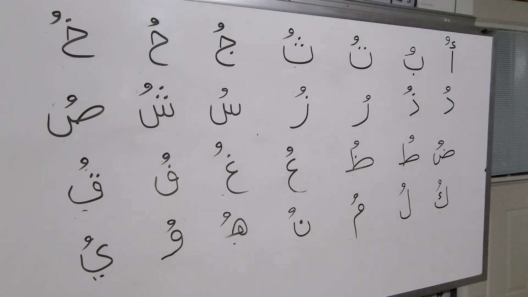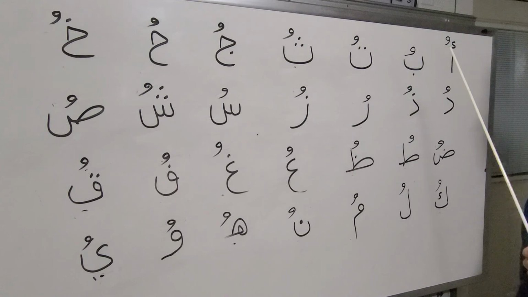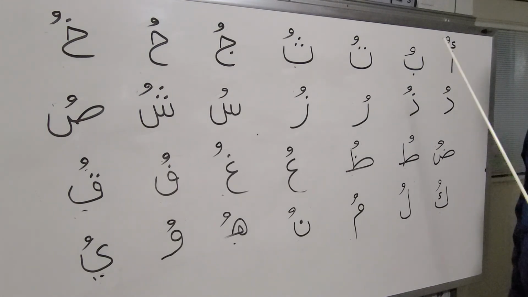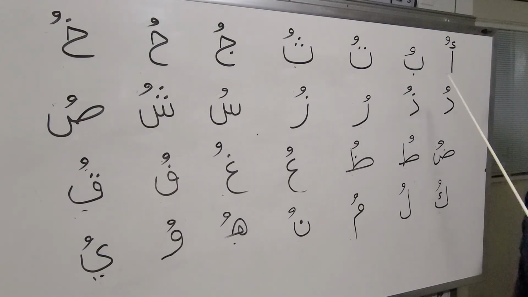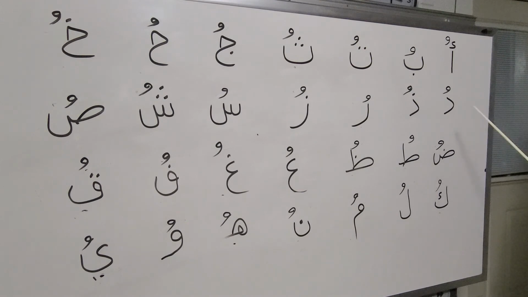So we have fatha, we have kasra, and we have dhamma. Those are the short vowels in Arabic that we have for today. Inshallah, next time we will continue with the sukun and maybe all three together.